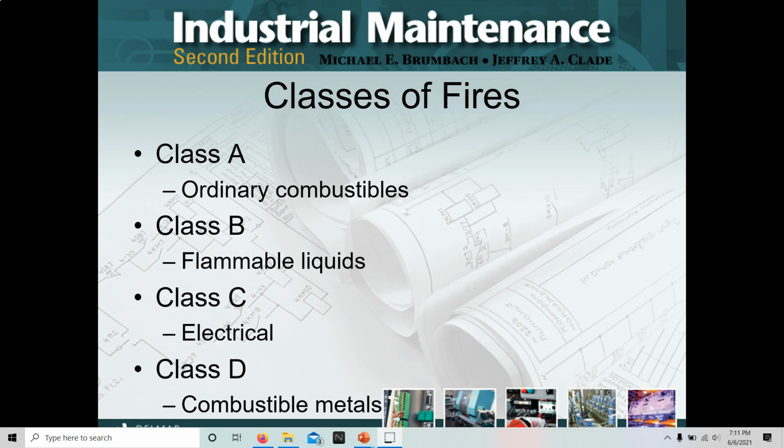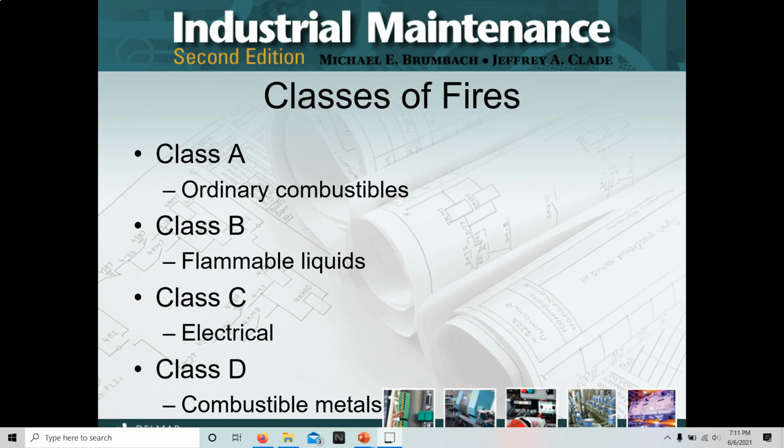And you're going to love this one. D is for dang, I'm having a bad day, because it's a burning metal. Look, I didn't have anything fun for this, all right? So D, dang, I'm having a bad day. So Class D, if you've got burning metals, dang, you're having a bad day, D.